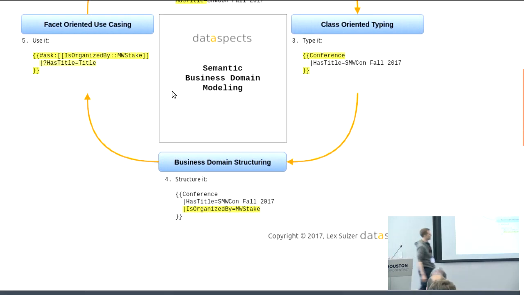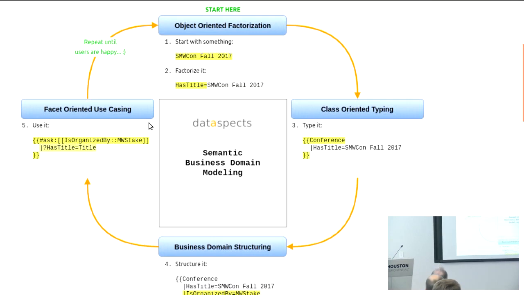Then you start to structure it. Structuring means you relate it to other entities within your domain. So for example, EMWCon is a group of users in the wiki world, and let's say they organized your conference, so you tell the conference that it was organized by EMWCon. So that was the business domain structuring. And then you do facet-oriented use casing. Now, this is where the searcher comes into play. For example, that guy wants to know which conferences were organized by EMWCon, and it should return the title. That is just to show the value of SMW in a nutshell in 10 minutes to your end user.